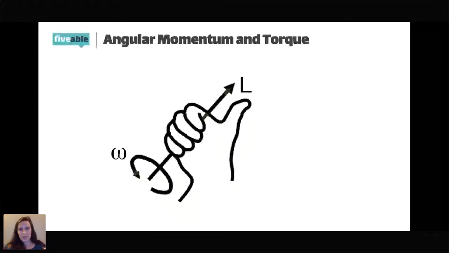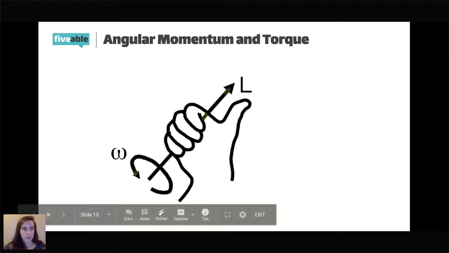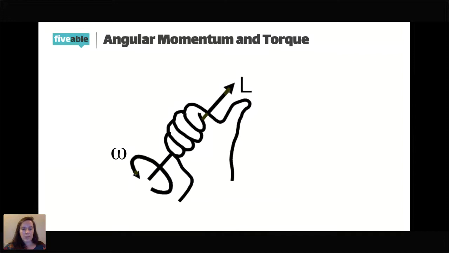One of the other things: torque, angular momentum, angular velocity, and angular acceleration are all vectors, right? So when you have a vector, you need to know what direction that vector points. In order to do that for our angular momentum and also for angular velocity, we use our handy dandy right-hand rule.